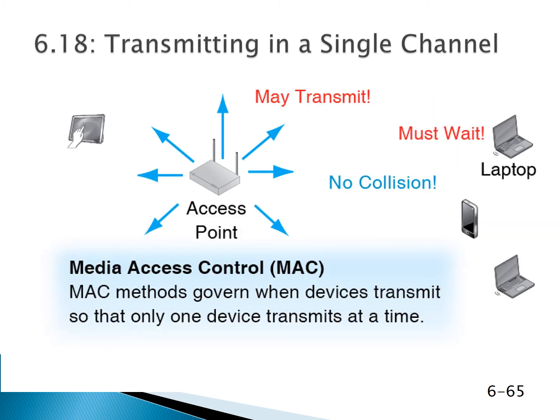So that's why there is a protocol to cover what should be done when multiple devices are using the same access point. It's the media access control, which is where the word MAC comes from. The MAC methods cover when devices transmit so that only one device transmits at one time. For example, when someone is transmitting, the other devices must wait. So that's why when more devices are using the same access point, the speed will become slower.